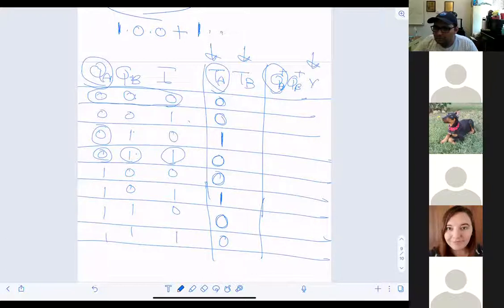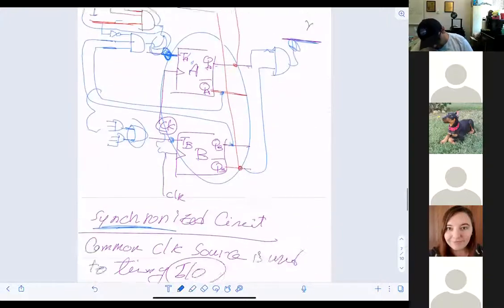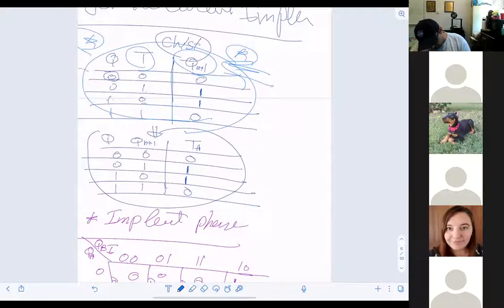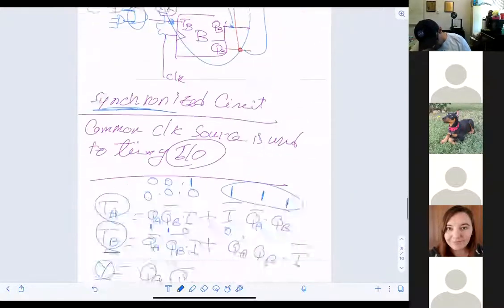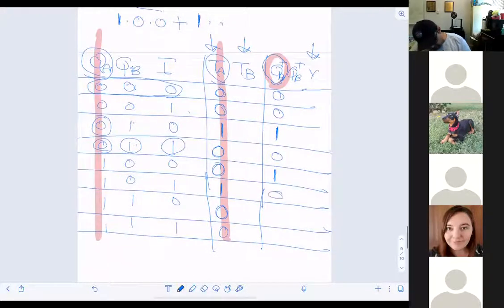And you said to use the state table to find QA plus and QB plus. So now I'm going to take this, and that will define QA plus, right? Based on what? Based on the XOR table. Where is it? Here, right? So we are looking for something like an XOR. So we go here: 0, 0 is 0, 0, 1 is 1, 1, 0 is 1, 1, 1 is 0.